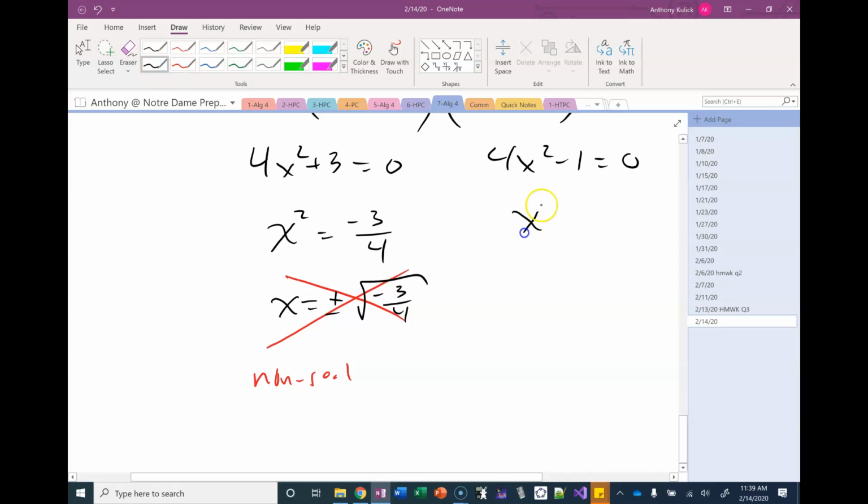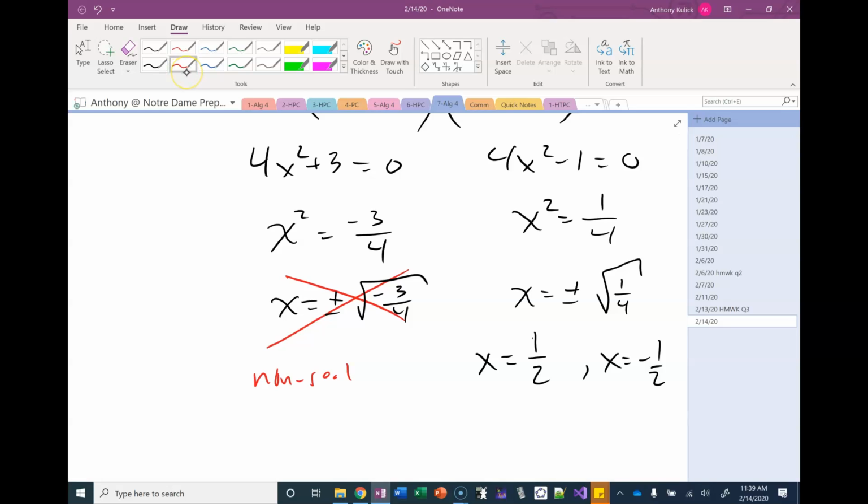On to the other one, so I'll do the same thing. I'm going to add 1 over and then divide by 4. When I square root both sides, I get plus or minus the square root of 1/4. The square root of 1 is 1, and the square root of 4 is 2, so I have a positive 1/2 and a negative 1/2. And if I check these, the negative 1/2 doesn't work, but the positive 1/2 will. So that degree 4 polynomial looked scary, but it was just really a quadratic problem. Still could be done the same way.